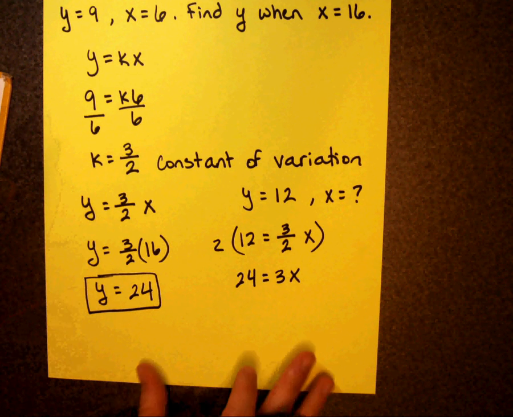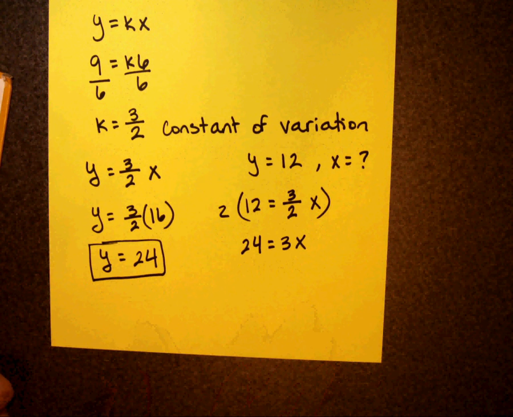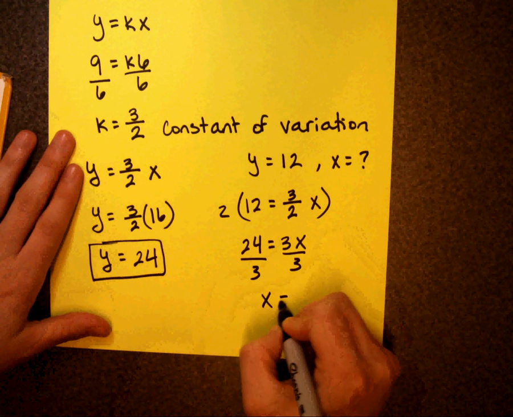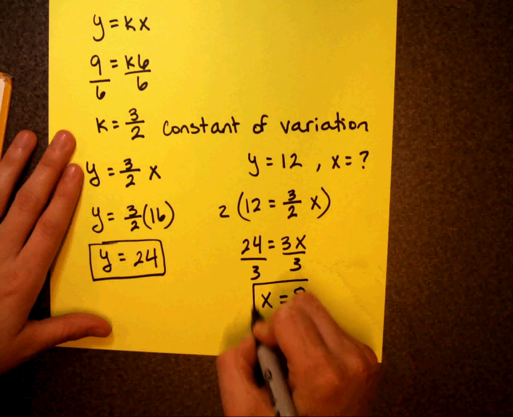Now, easy peasy lemon squeezy, how do I get x by itself? Divide by 3. So I get that when y is 12, x is equal to 8.